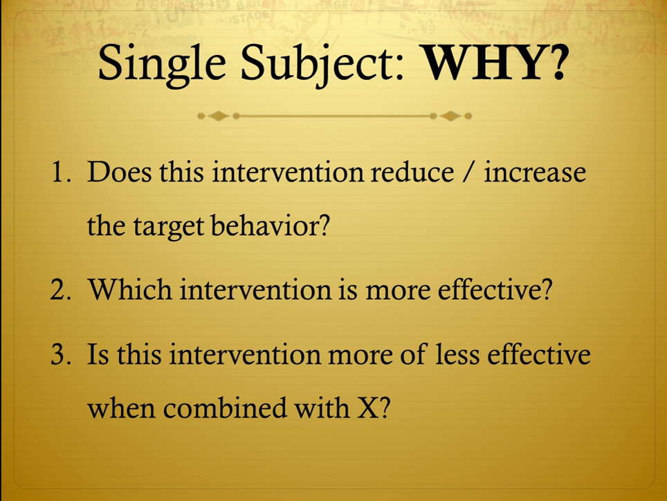The next question would be if you want to compare interventions. You've got one that you know works, but it doesn't work well enough. You'd like to see something work even better. So you want to compare 2 interventions. You can do that with single subject research. Which intervention is more effective? And then the third one is very interesting and used quite a bit in clinical settings, outpatient settings, juvenile justice settings. And this would be, is this intervention more or less effective when combined with X?